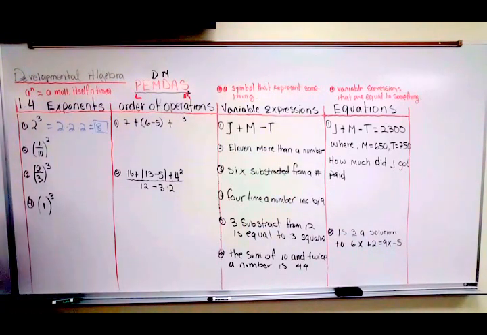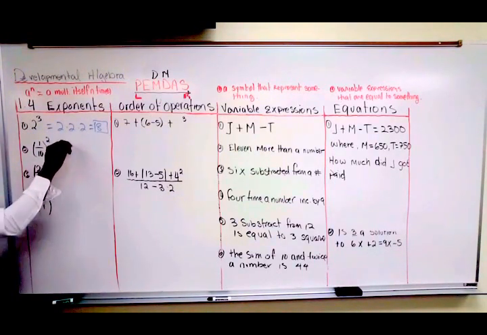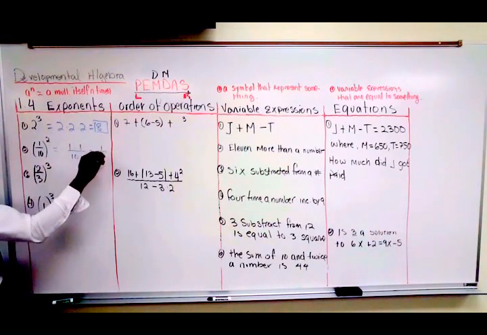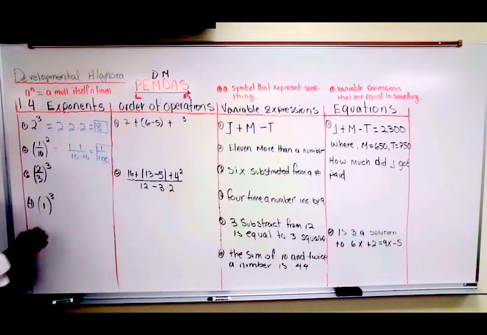Same if you have 1 over 10 squared, which means you're going to multiply 1 over 10 times 1 over 10, which gives you 1 over 100. That will be your answer.